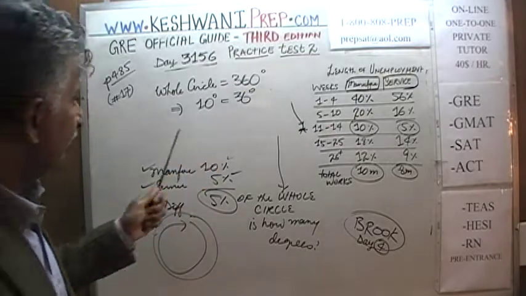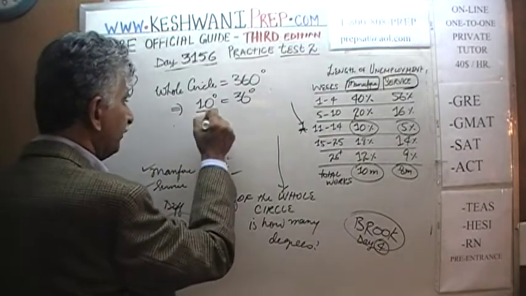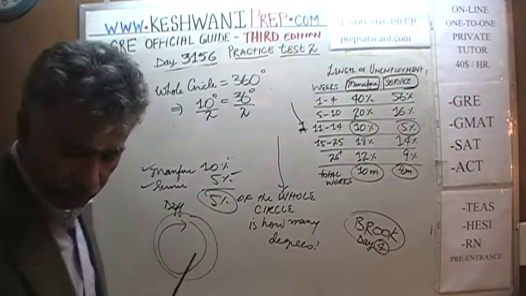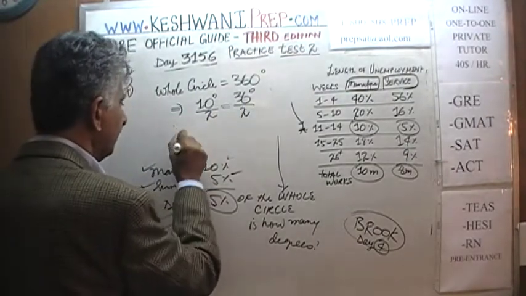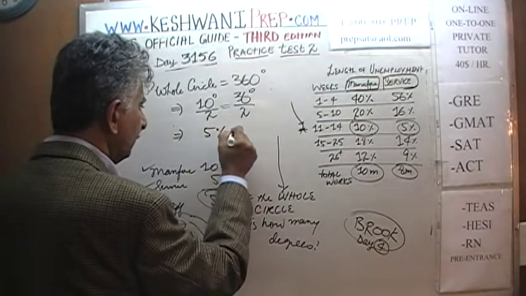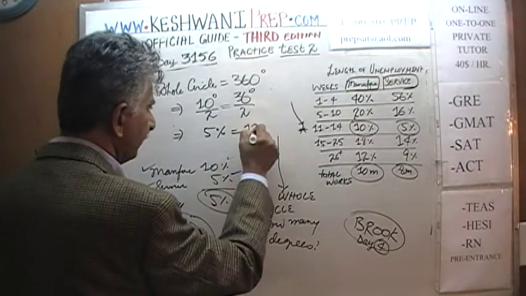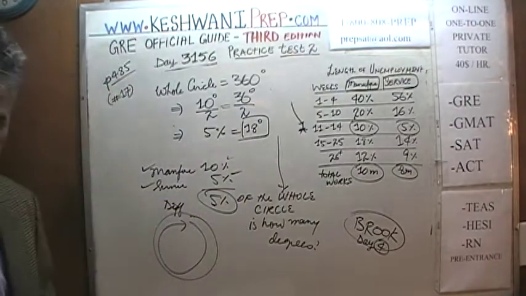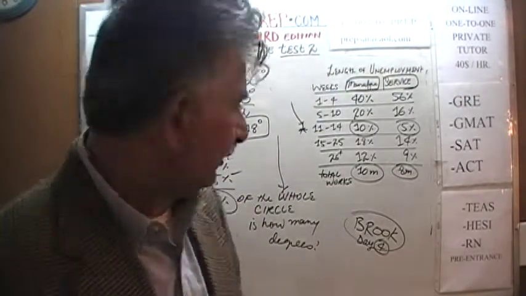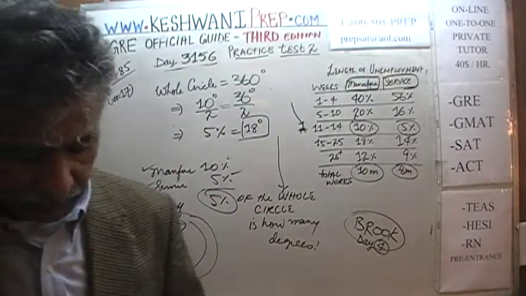But if 10% is 36 degrees, then if you divide both sides by 2, there you go. We'll have our 5%. So that in turn implies that 5% must be 36 divided by 2, which is 18 degrees. Do you understand? So the answer here is 18 degrees. I erased the question, but the answer is 18 degrees.